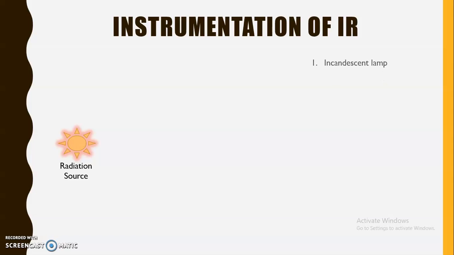Now there are various sources or lamps used as an IR radiation source. The first important lamp used as an IR source is the incandescent lamp, then the Nernst glower, third is the Globar source, and fourth is the mercury arc. So these are the four important radiation sources used in IR spectroscopy. Here I will only be discussing these four. Other radiation sources are also utilized, but here I am not going to discuss them.